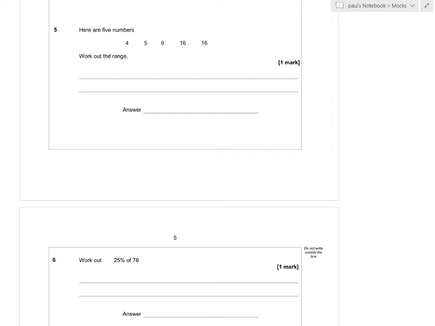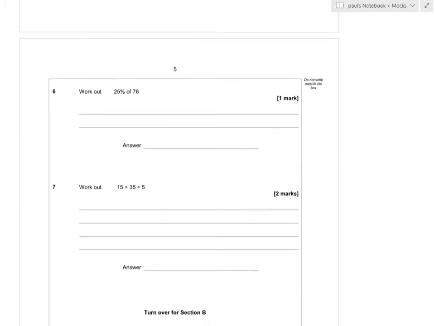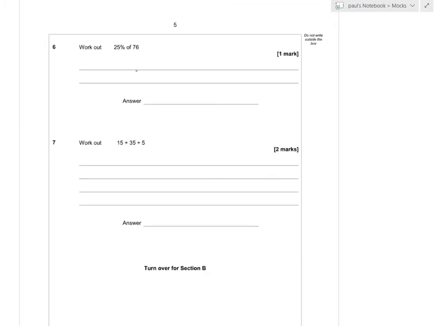Here are 5 numbers. Work out the range. The range is the difference between the biggest and the smallest. So we shall call that 12. Yeah. What's 25% of 76? Right, it's a quarter. So if I do 76 divided by 4, 4's into 36. 4 9s are 36. So it's 19.